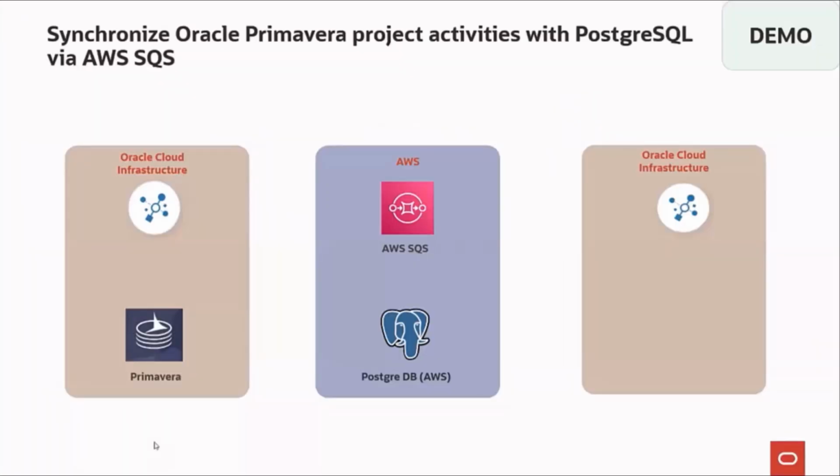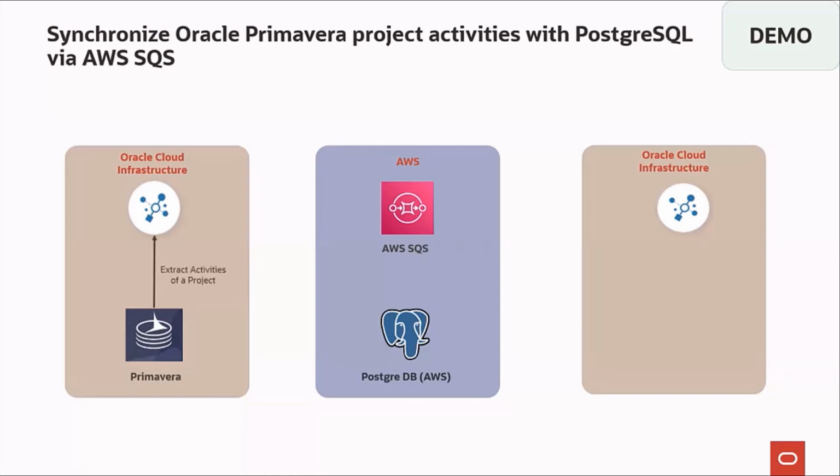Let's now review the use case for today's demo. The use case is to demonstrate OIC's capability of multi-cloud integration. So we have Primavera Cloud on OCI and AWS SQS and PostgreSQL on AWS Cloud. Using OIC, we'll be integrating all these applications across the multiple cloud infrastructures.